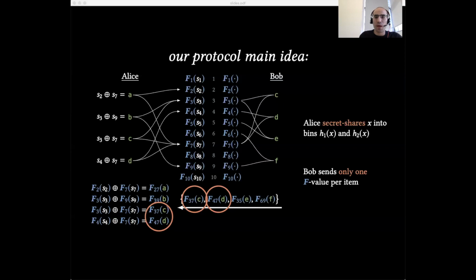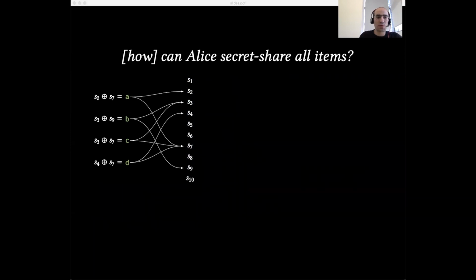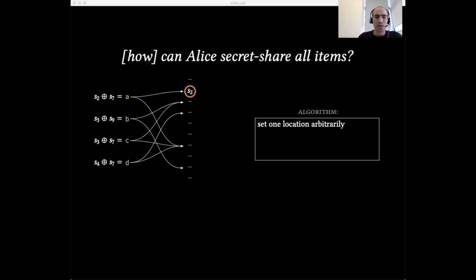Now we are going to the question of how Alice can secret share all items such that there will not be conflicts. Specifically, Alice has to put in the two positions of A, which are 2 and 7, secret shares such that their XOR equals A. And this constraint should hold for every item. The algorithm will start with an arbitrary position in the entries. For example, we'll start with bin number 2, and the algorithm will put in bin number 2 some random value, S2. Then, for every item for which one position is set and the other is unset, we can fix the unset position to fit the constraint. So here, to fit the constraint of item A, we should put in bin number 7 the value S7, such that S2 XOR S7 equals A.